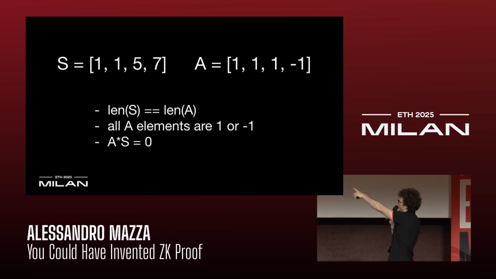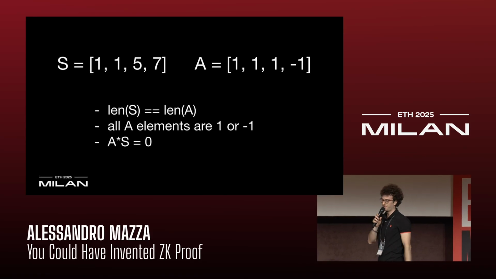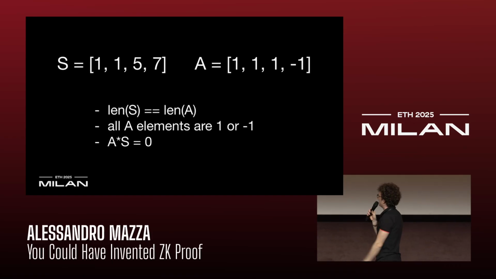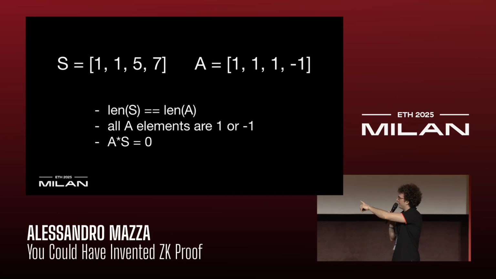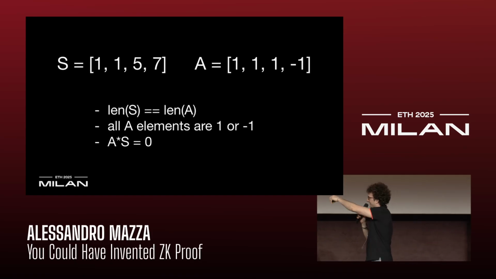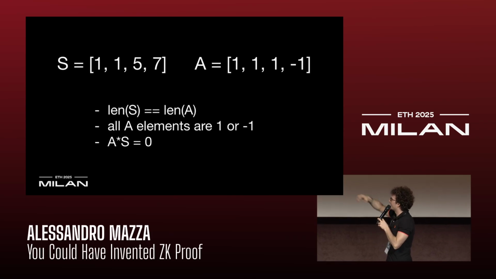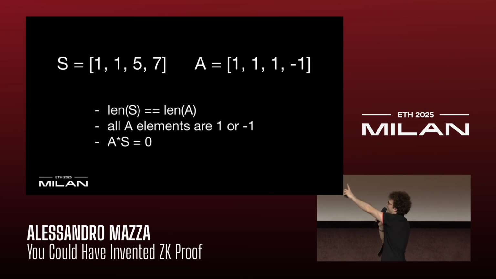The length of S must equal the length of A, in this example 4 items for both. All elements of A must be 1 or minus 1. And then the dot product, this A times S is the dot product, must equal 0. The dot product is essentially the multiplication between the first item of S and the first item of A, plus the second item of S times the second item of A.